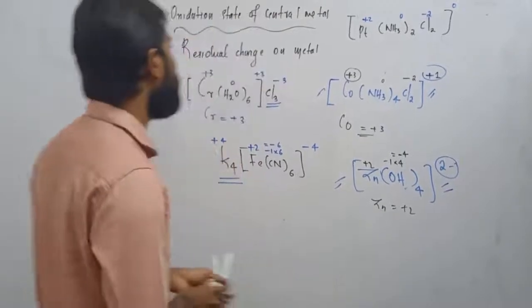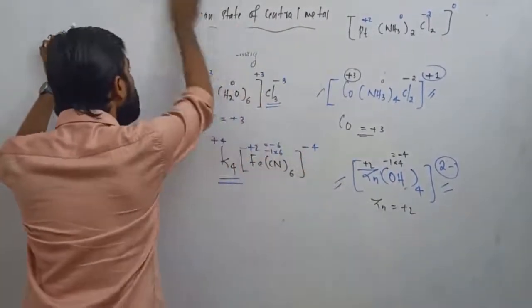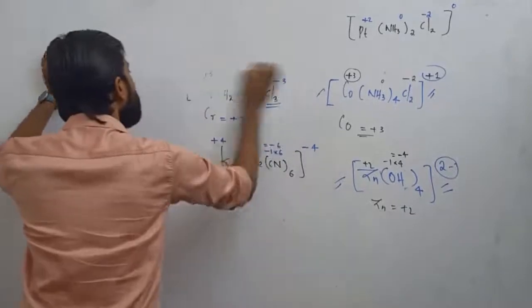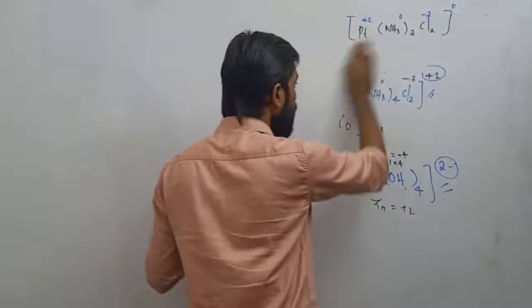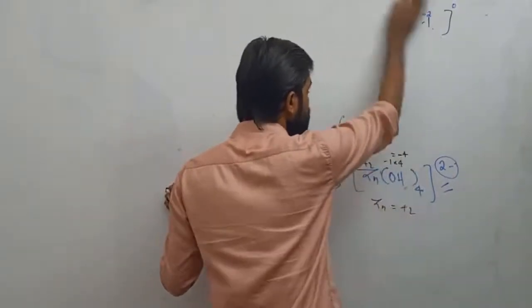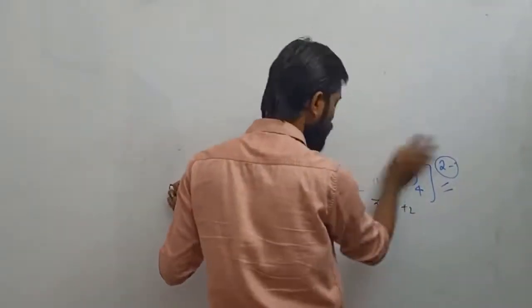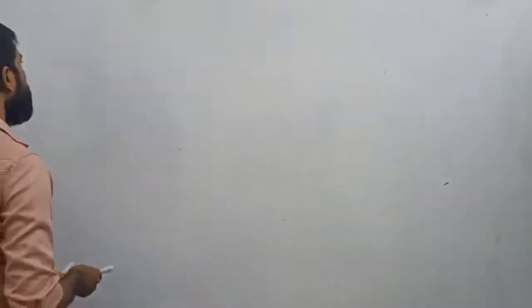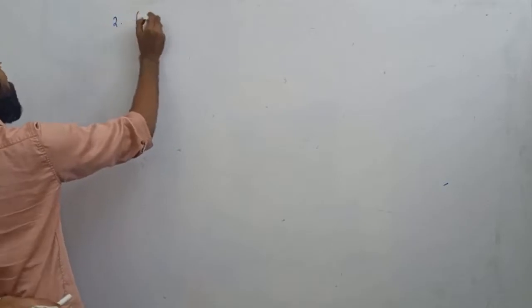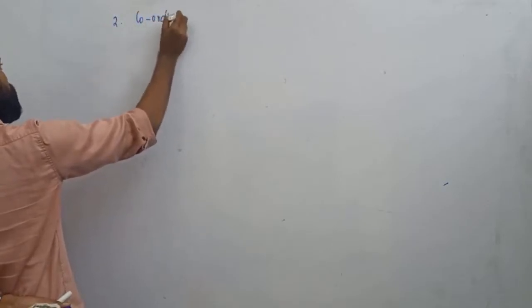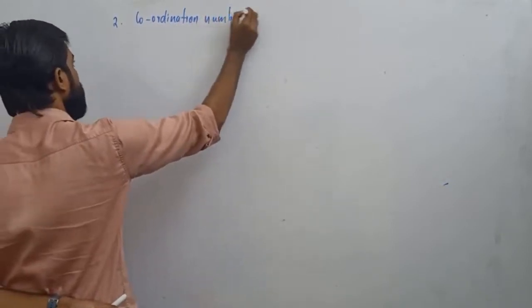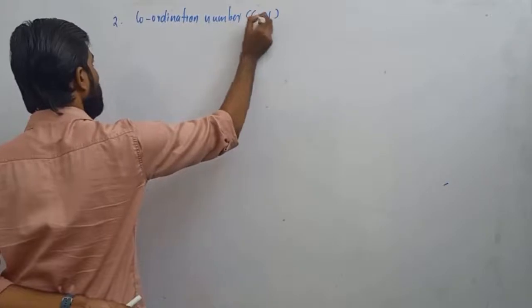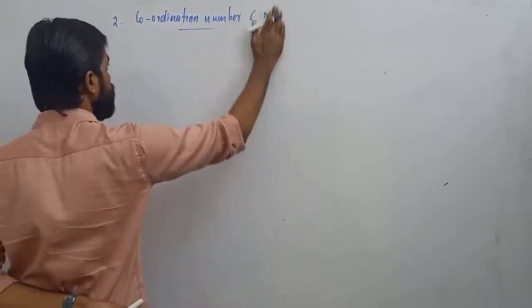You should be able to find the oxidation state, then only you can proceed to the nomenclature of the entire molecules in this chapter. So this is a very basic criterion. I'll give you more examples to find the oxidation state when I'm discussing the nomenclature. Before that, there are some more important terms. The second important term is coordination number. Let the coordination number be represented by the abbreviation CN.